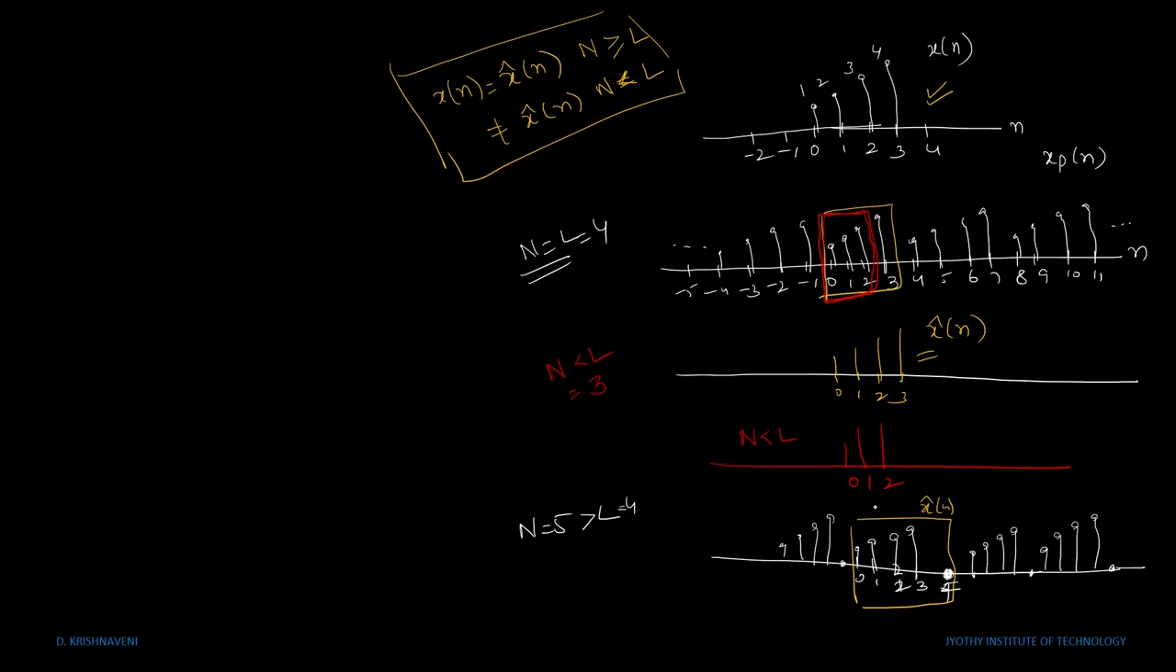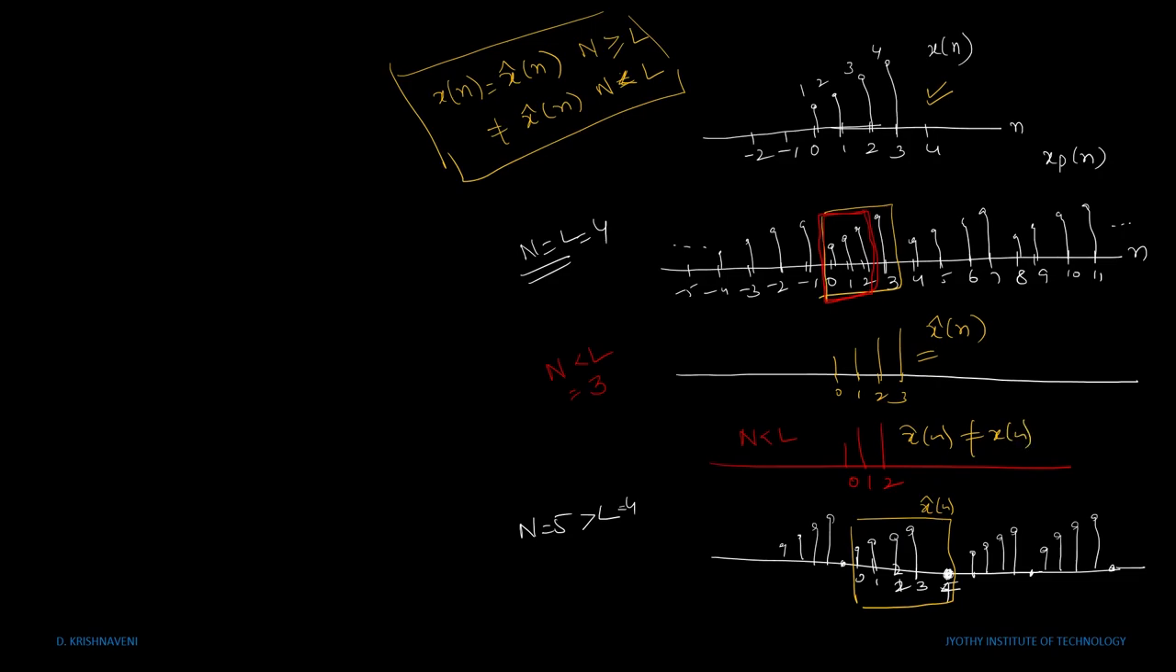We have seen here that if n is equal to L, then also we are getting x cap of n exactly equal to x of n. When we are taking n greater than L, some zeros have been appended to the original x of n, and still x of n and x cap of n are equal. But if n is less than L, we are actually truncating and taking a smaller number of samples compared to the original samples present in x of n. So x cap of n, in this case, is not equal to x of n.